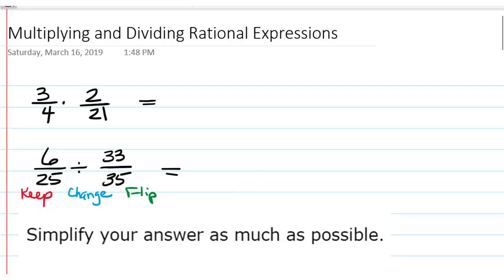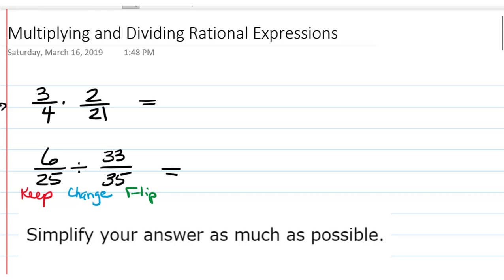In this video, we have a complete lesson on multiplying and dividing rational expressions. Rational expressions are just fractions with variables in them. So let's refresh our memory on how multiplication and division of fractions works when you just have numbers. It's going to be very similar when you have variables. So let's start with 3/4 times 2/21.